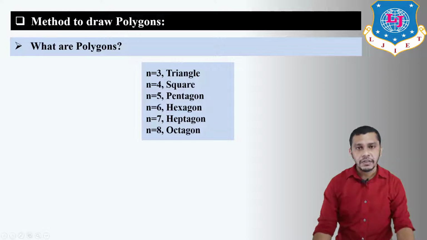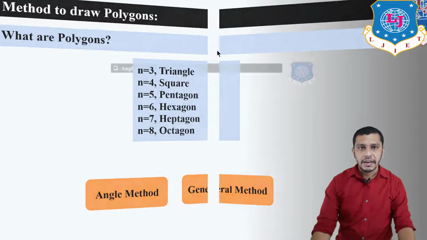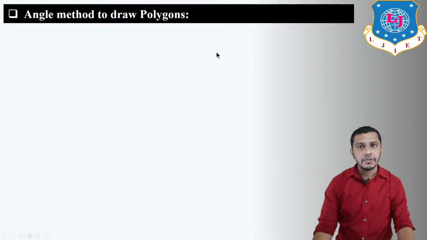So what are regular polygons? The polygons which have all sides of equal length and the internal angles remain the same are known as regular polygons. In this we will discuss two methods. One is the angle method and the other is the general method, and after completing these, we will also discuss some alternate methods to draw polygons. So let's start with the angle method to draw polygons.